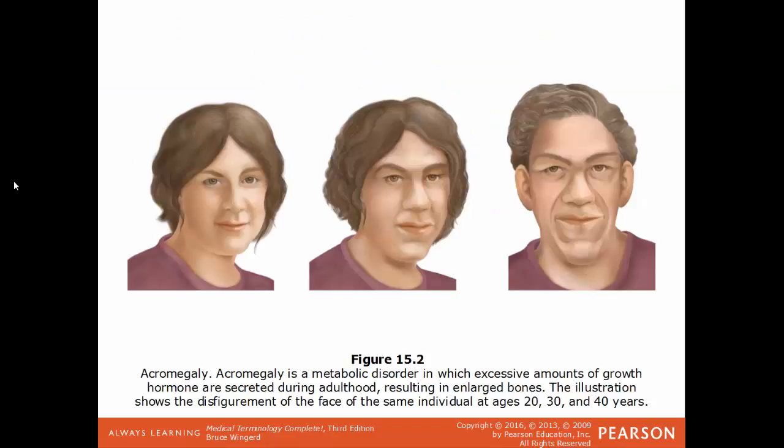In this example, we have an illustration of acromegaly. This is showing the progression over a number of years. And you can see over time that the shape of this person's skull is becoming altered because the bones are becoming enlarged. This is acromegaly. So the jawline becomes much different. The brow becomes much different. The cheeks become much different. The bridge of the nose becomes different.